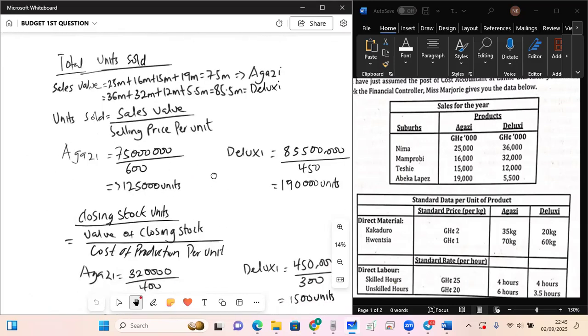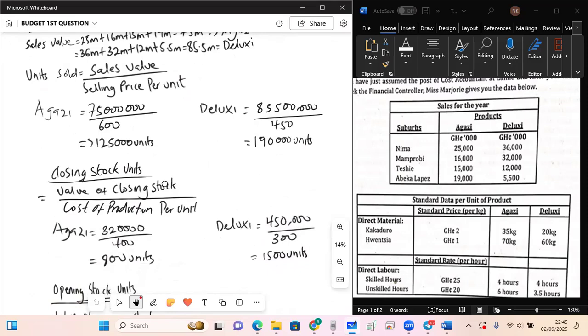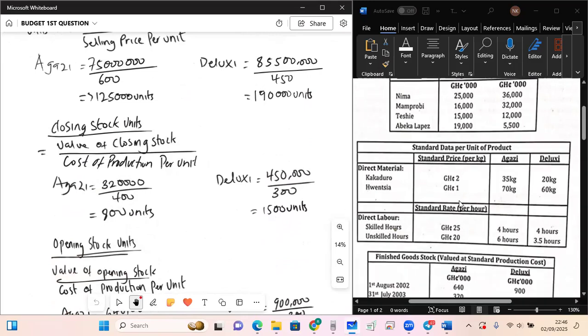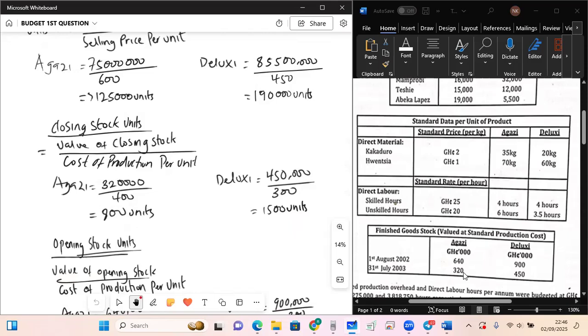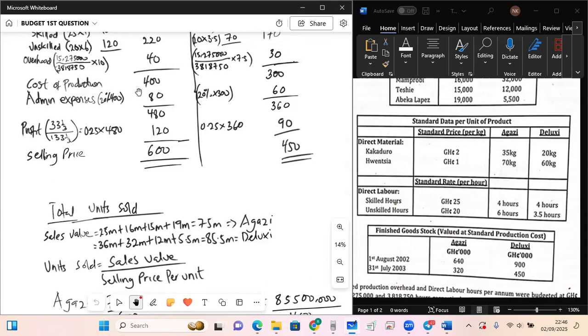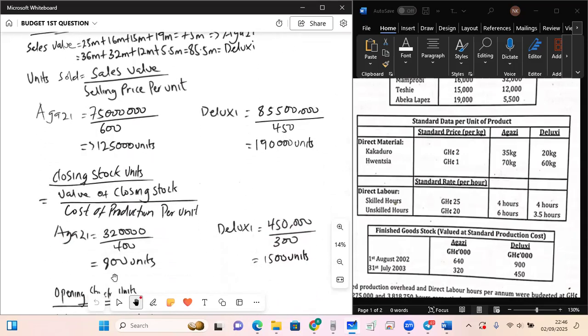So now let's move on to solve for the closing unit and then the opening stock unit. So the closing unit is going to be the value of closing stock divided by the production cost per unit, or cost of production per unit. Now for Agazi, the closing stock value we're having here is 320,000. So 320,000 divided by the production cost per unit, the actual production cost, which is 400. So that's the 400 we're having here. We divide and we have 800 units.